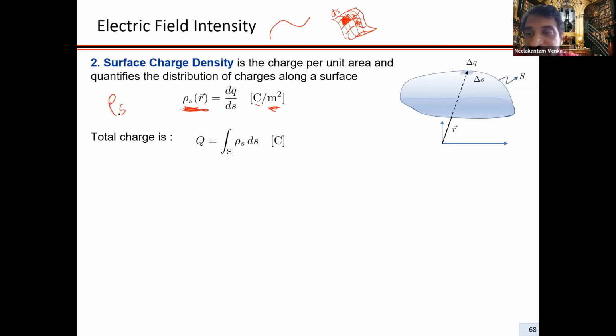Notice that this is a surface, rho s. S stands for the surface. Rho L, L was for the line. So surface is Coulomb per meter square. So the total charge is going to be rho s times dS. Similarly, just like how you did for this case, the total Q was rho L dl.